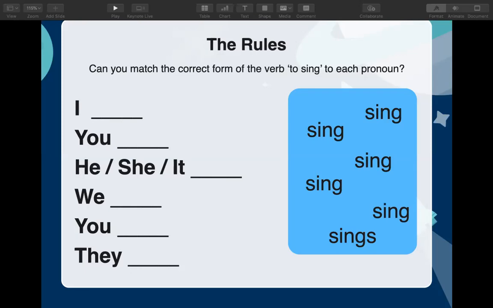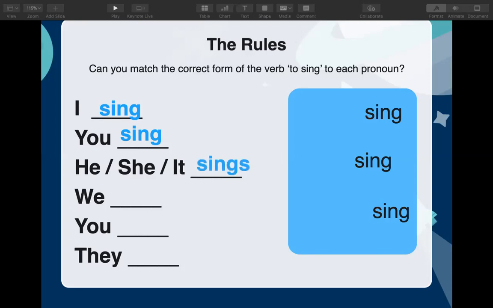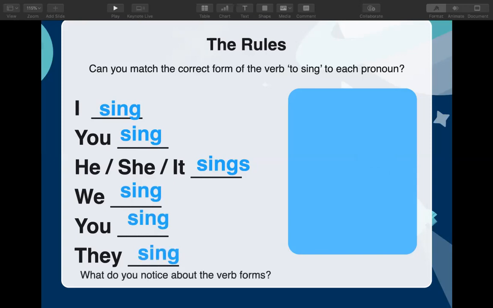Let's try this again. I sing, you sing, he, she eats. Remember, we add the S to the verb every time we are talking about he, she, or it. And we, you, they does not change. So finally, for third person, he, she, or it, we add an S to the verb. This is only in the simple present or the present simple, however you want to say it.